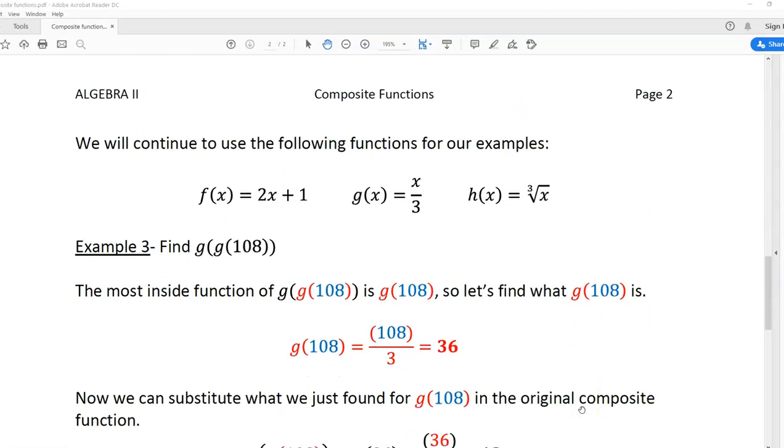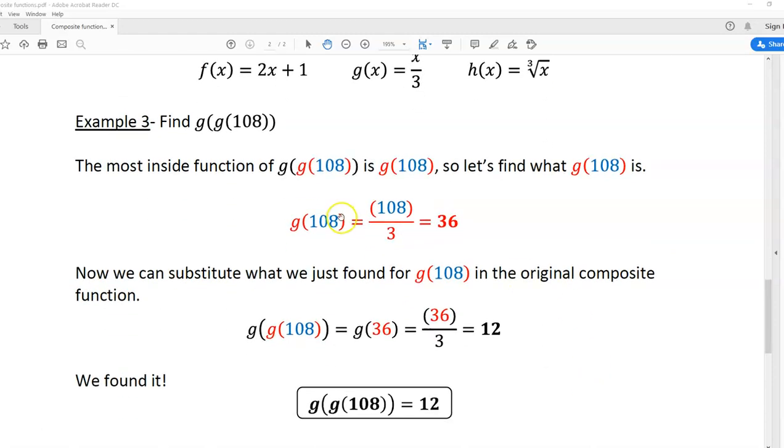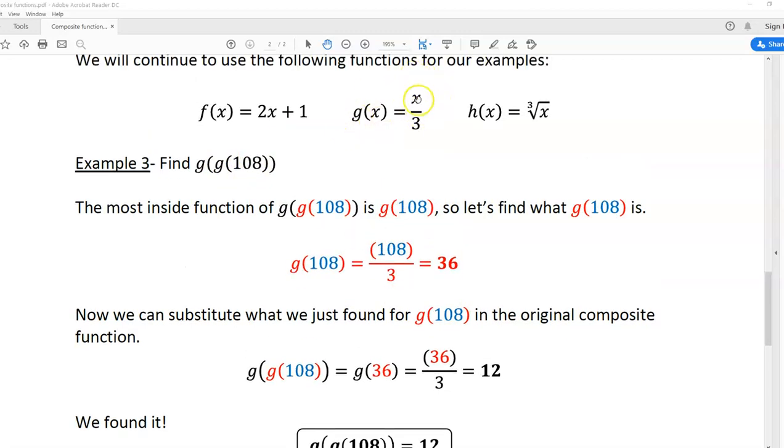Our next example might look a little confusing, but we follow the same steps. G of g of 108. We'll start with the most inside function, which is g of 108, and we'll find out what that is. We'll go to the g function. It's x divided by 3, so we'll plug in 108 for x. So g of 108 is 108 divided by 3, which is 36. So we can substitute 36 in for g of 108. So we used to have g of 108 right here. You see it there in red and blue. But we're going to take that out and switch in 36 because we know that's what g of 108 is.